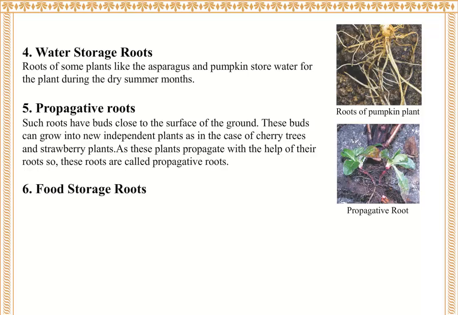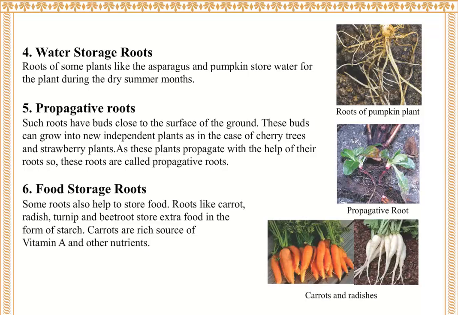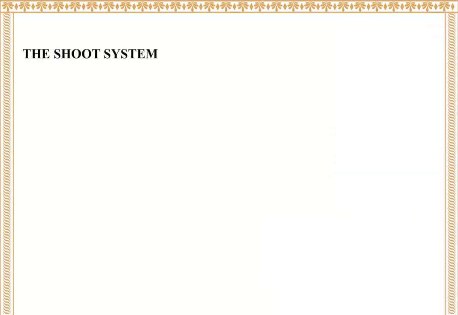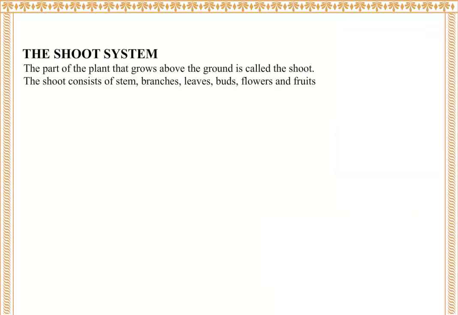6. Food storage roots. Some roots also help to store food. Roots like carrot, radish, turnip, and beetroot store extra food in the form of starch. Carrots are a rich source of vitamin A and other nutrients. The shoot system. The part of the plant that grows above the ground is called the shoot. The shoot consists of stems, branches, leaves, buds, flowers and fruits.